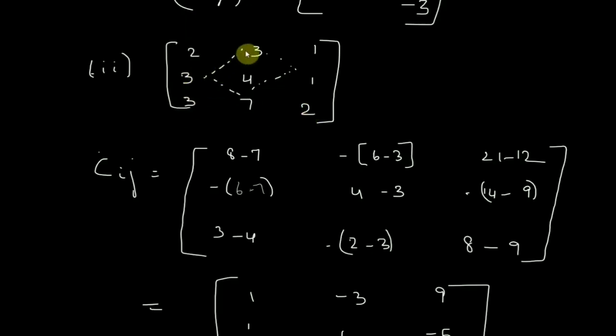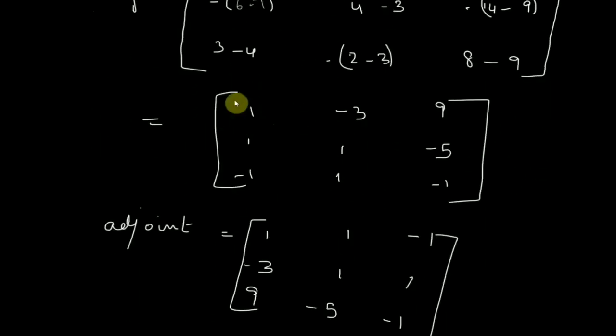So you are left with this 3 minus 4. Next is 7. Cut this row, cut this column. 2 minus 3. You have to put a minus sign again because it is in the odd place. Then you have to find the cofactor of 2. Cut this row, cut this column. 8 minus 9. So you get, this is the cofactor matrix.